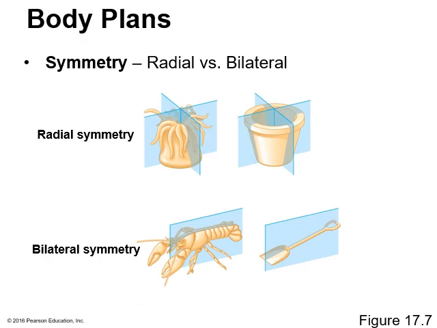Another way that we can distinguish between different types of animals is the type of symmetry that they have. There are kind of three different types of symmetry. There are organisms that are radial, organisms that are bilateral, and organisms that don't have any type of symmetry. Animals that don't have any symmetry, we typically call asymmetrical, meaning having no symmetry, or we call them irregular with their symmetry.